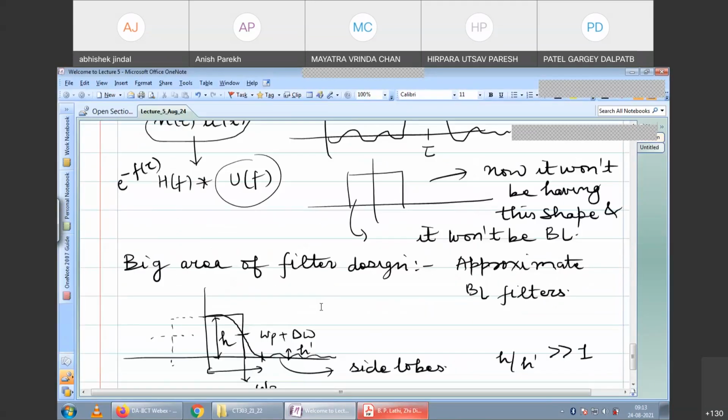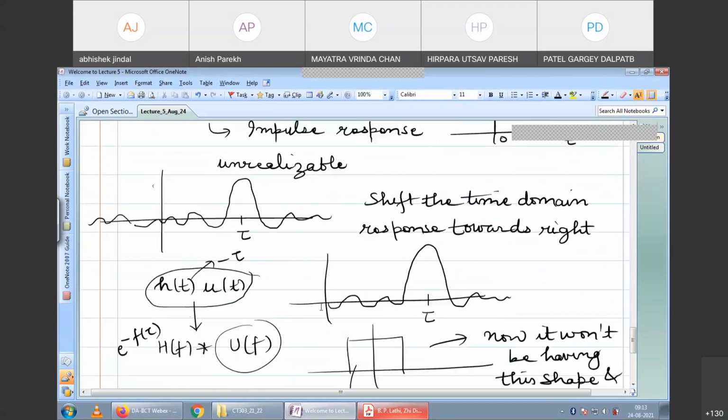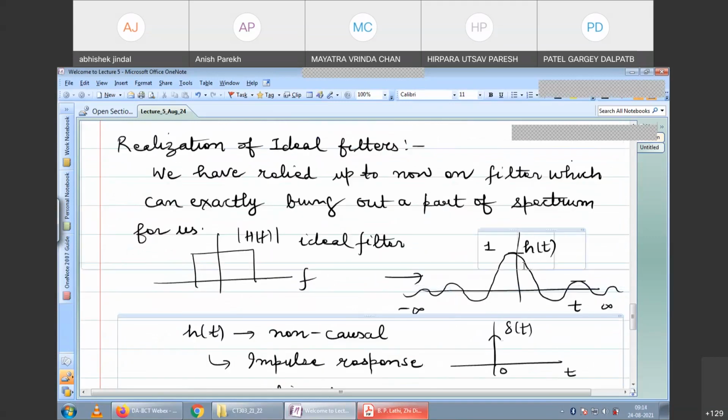Okay. The reason for this, I have already told you, is that the filter is non-causal and it is unrealizable. If you have an h of t, some block generates h of t without even applying an input, you're getting an output. So such a system is unstable. In reality, this can create problems. So you want a system in which once you apply an input, it should give you an output.